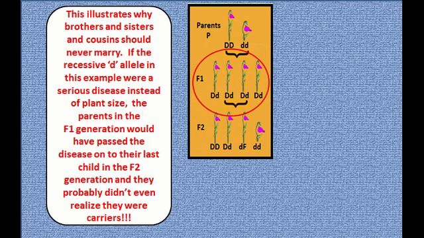This chart illustrates why brothers and sisters and cousins should never marry. If the recessive d allele in this example were a serious disease instead of a plant size, and the chart was for people instead of plants, the parent in the F1 generation would have passed the disease on to their last child in the F2 generation, and they probably didn't even realize they were carriers.